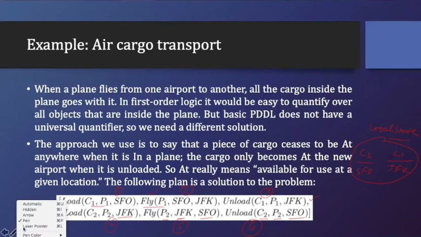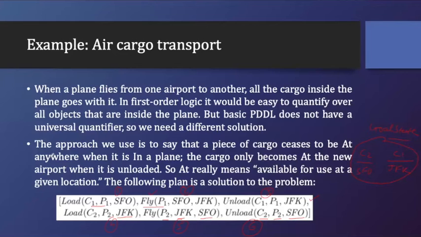So when the plane flies from one airport to another airport, all the cargo inside the plane goes with it. Definitely it will go with it. In first order logic, it would be easy to quantify over all objects that are inside the plane. But PDDL does not have the universal quantifier, so we need a different solution for that. So this is how we can do that.